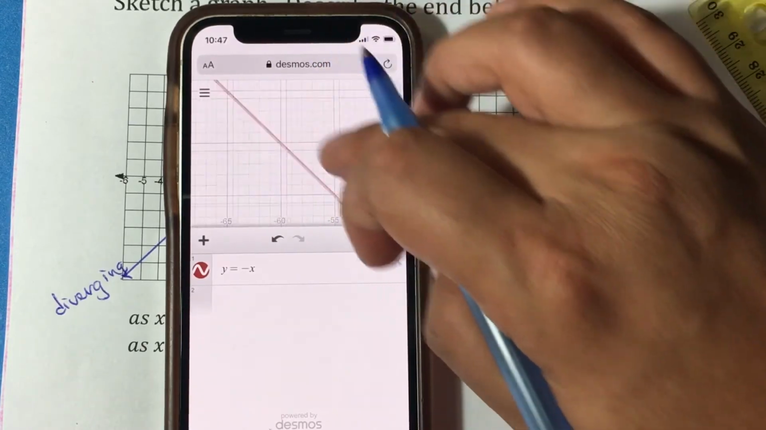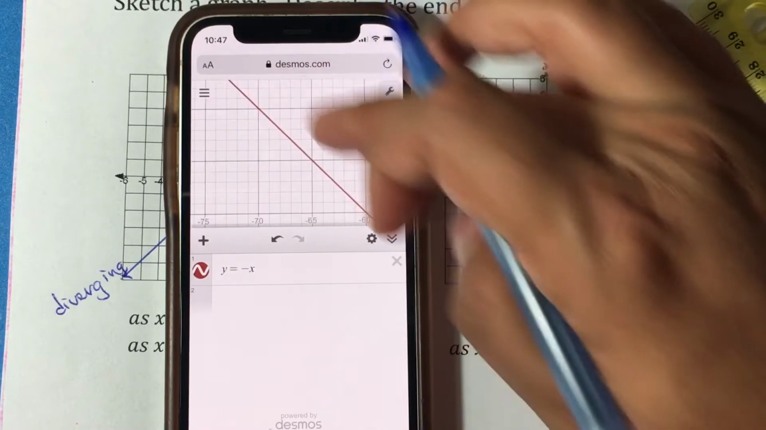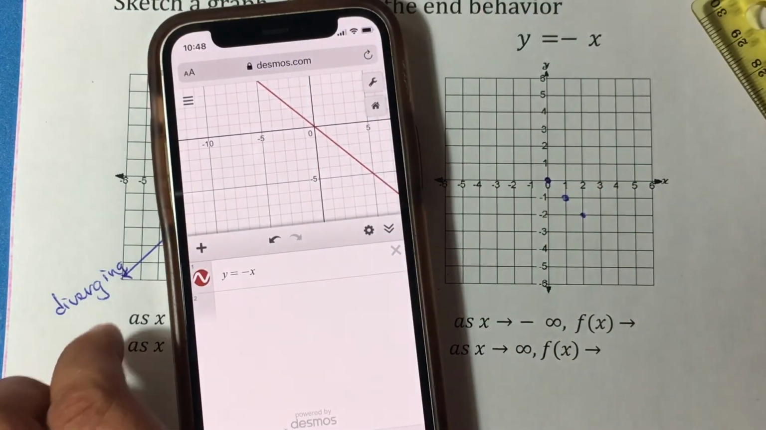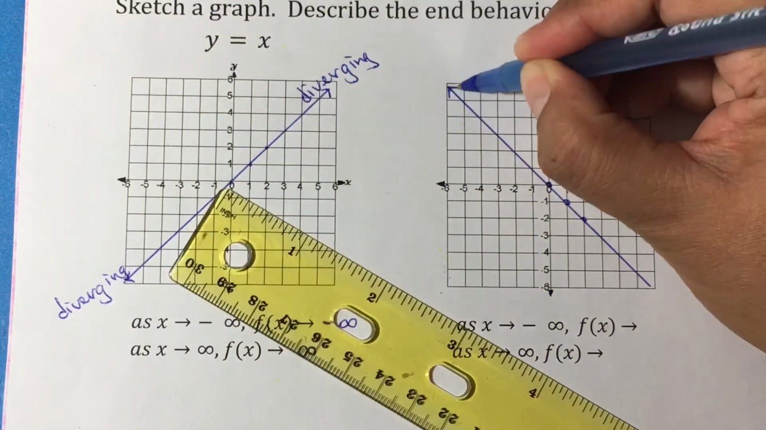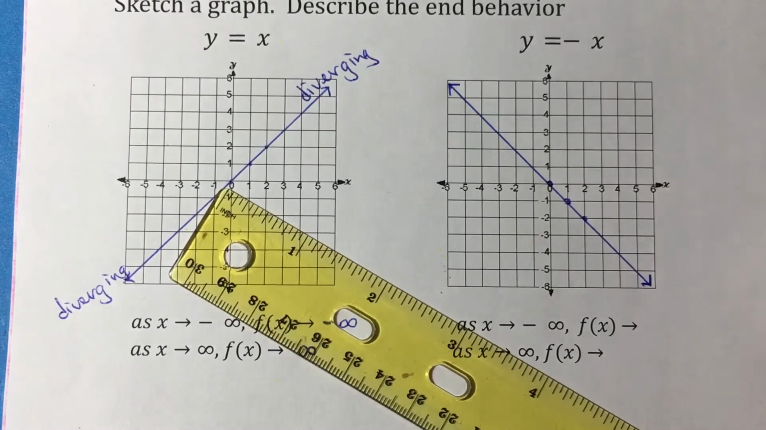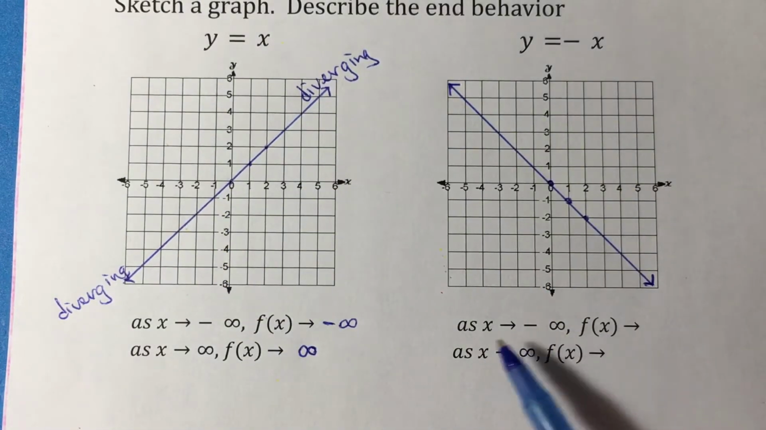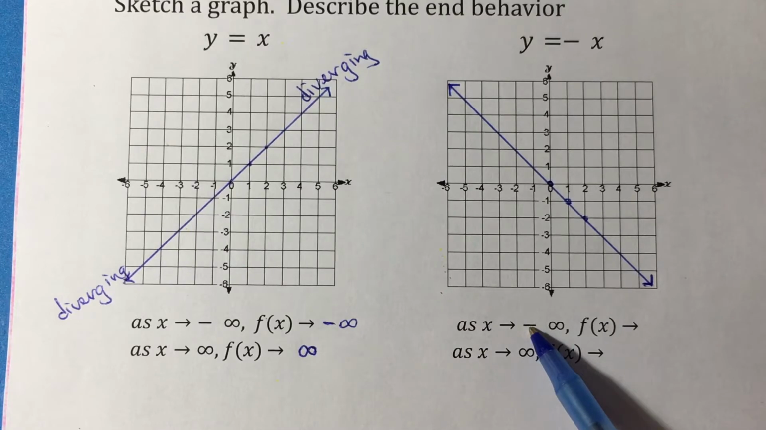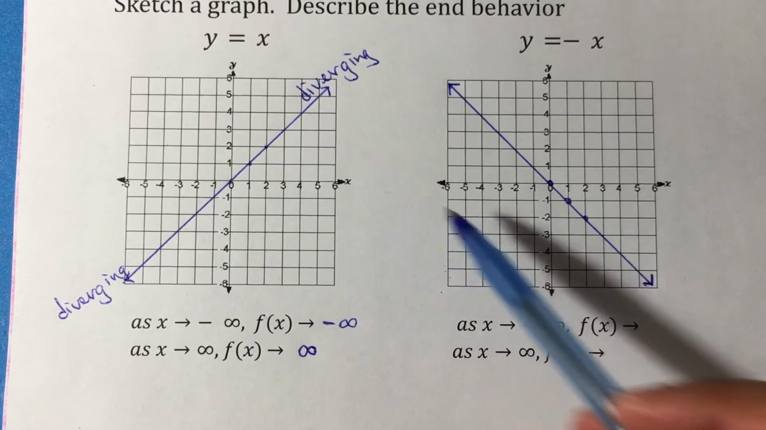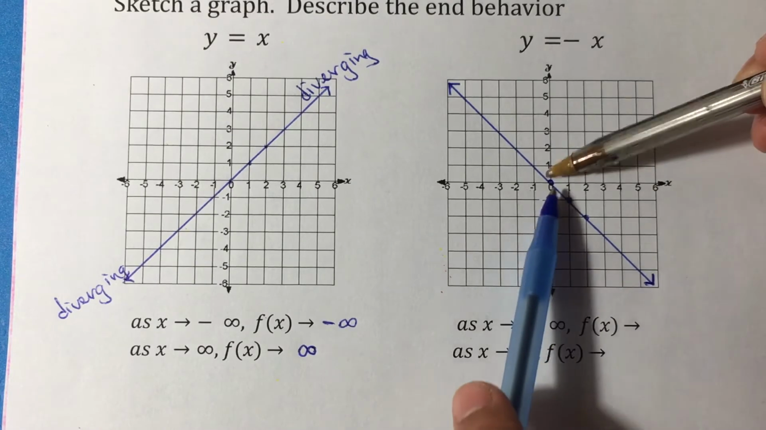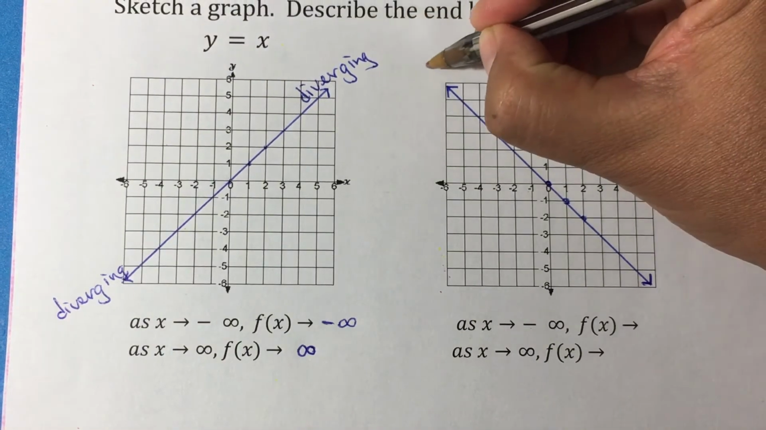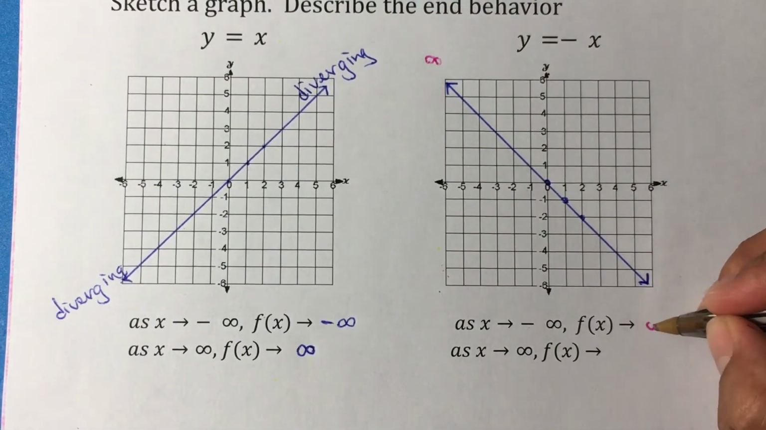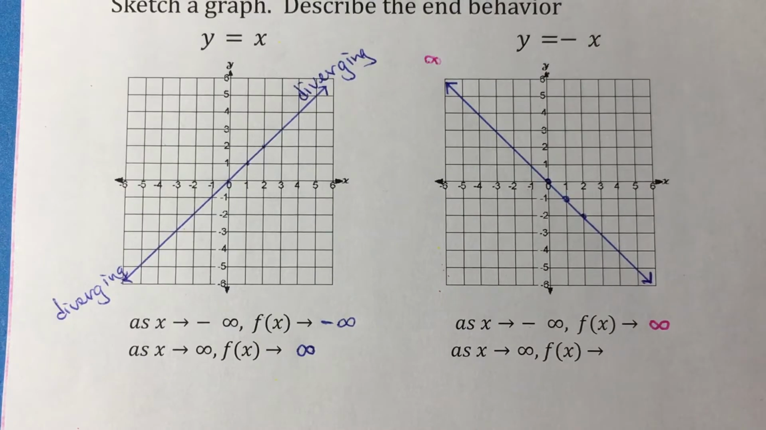It doesn't stop. Back to the center, 0, 0. Again, it goes infinitely, so we show that with our arrows. As x is going towards negative infinity, what's happening with my graph? It's diverging again, and it's going towards the positive. So f of x is approaching positive infinity. What about on the other side?